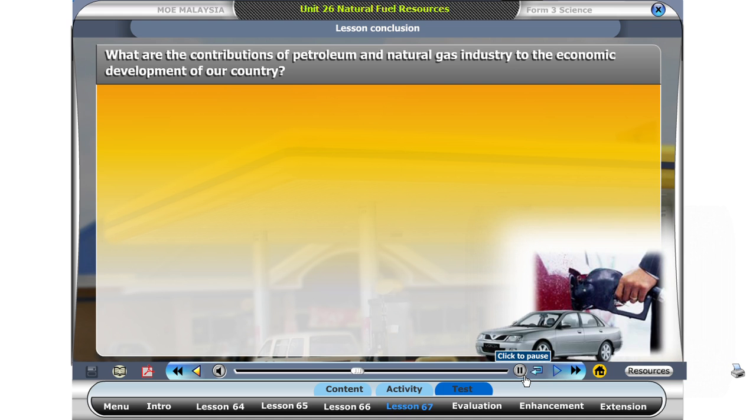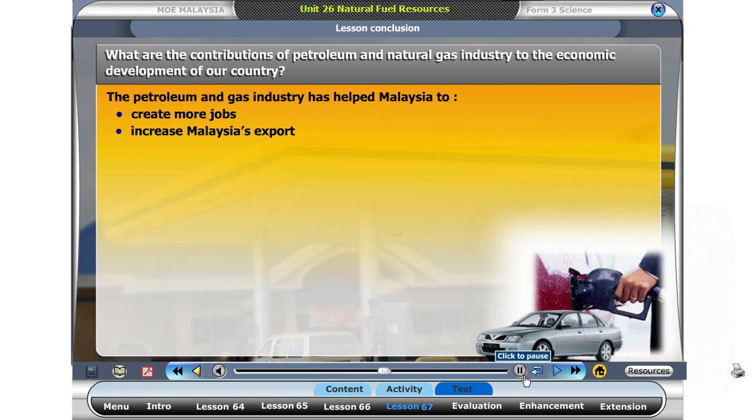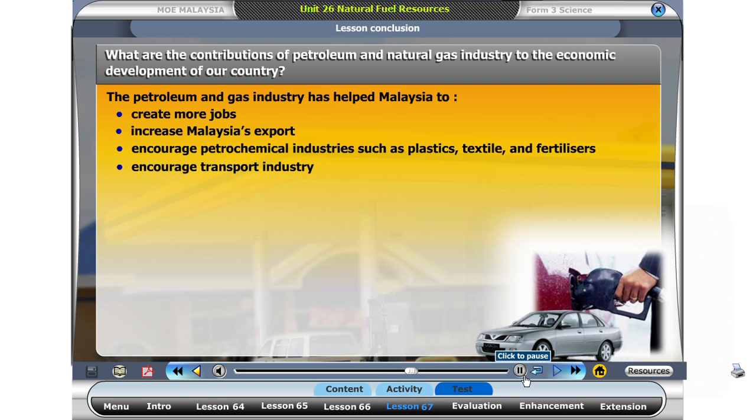In this lesson, we learned that the petroleum and gas industry has helped Malaysia to create more jobs, increase Malaysia's export, encourage petrochemical industries such as plastics, textile and fertilizers, encourage transport industry, encourage better public facilities.